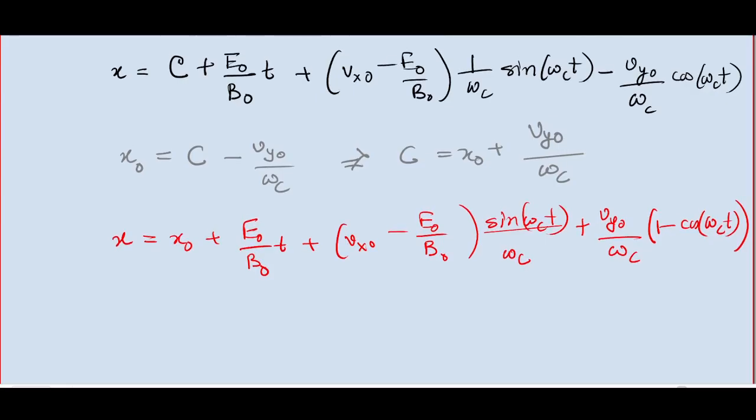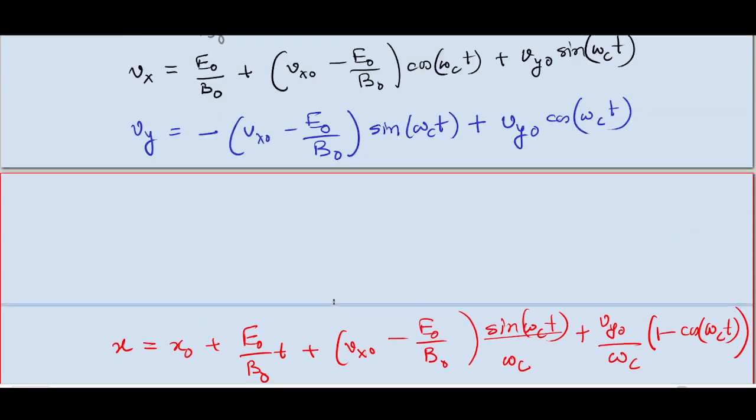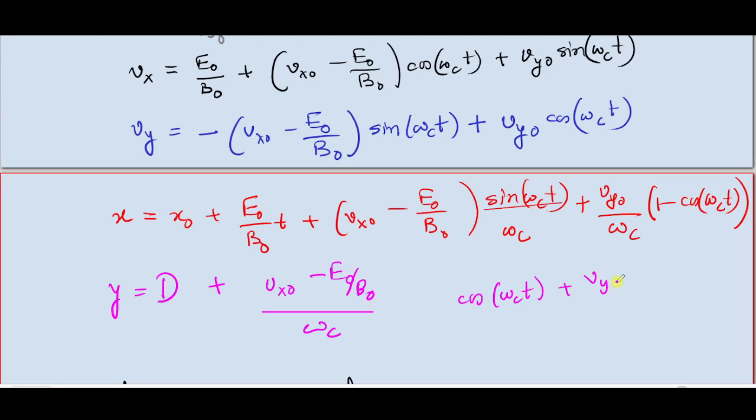Now how do we find out y? Very similar. You just have to integrate this expression for Vy. Now integrating Vy to get y is actually quite straightforward. The integration works out to be y equal to some constant of integration, let's call that d now, plus Vx0 minus E0 by B0 by omega c into cosine omega ct plus Vy0 by omega c into sine omega ct.